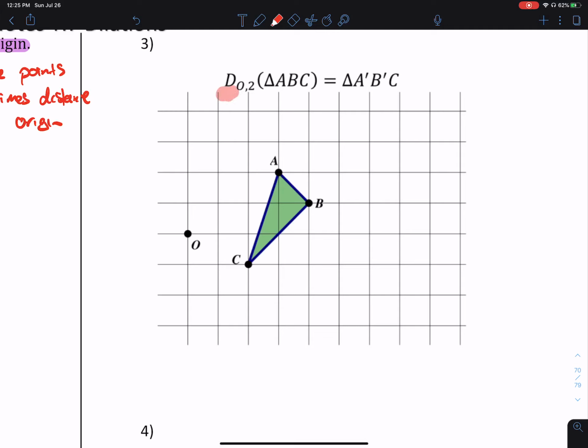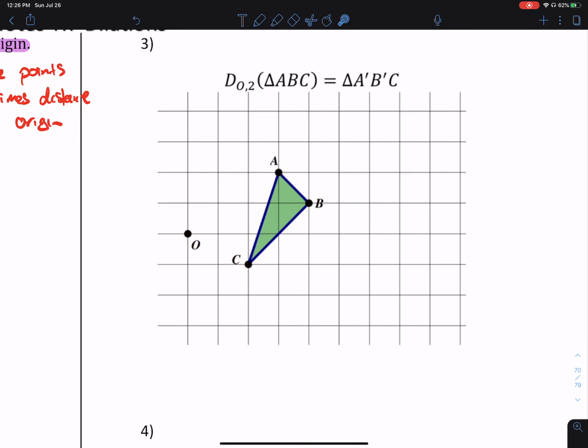Dilate about 0,0, here's 0,0, by a scale factor of 2. If we were to measure the distance from O to A, we would have to double that distance to get to A prime, double the distance from O. Same thing from B to B prime and from C to C prime.